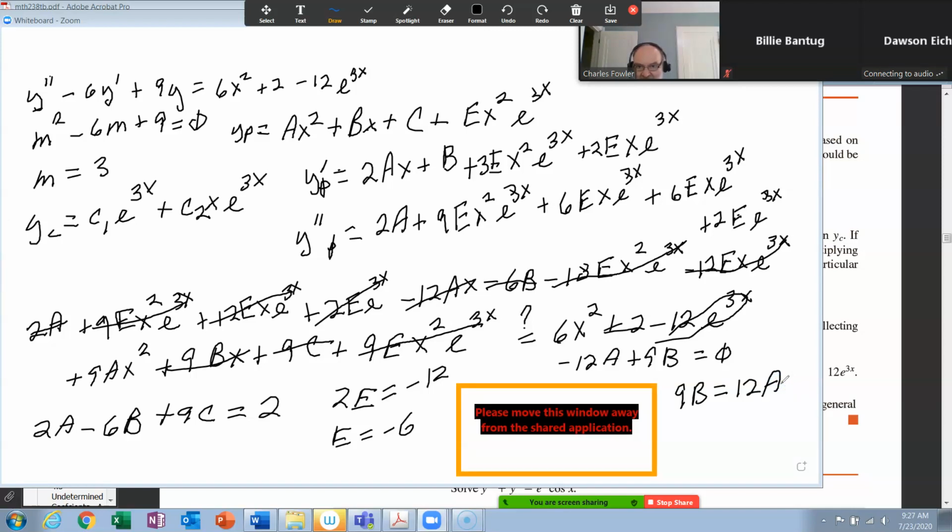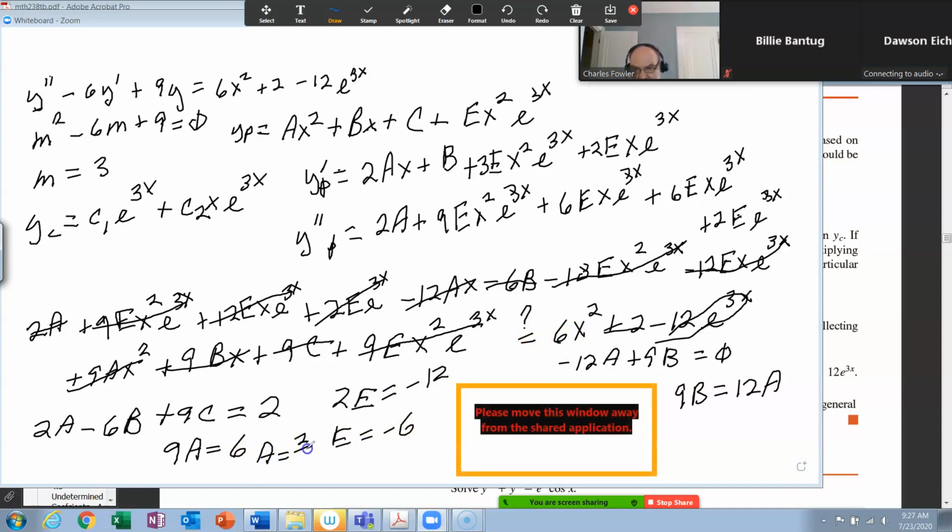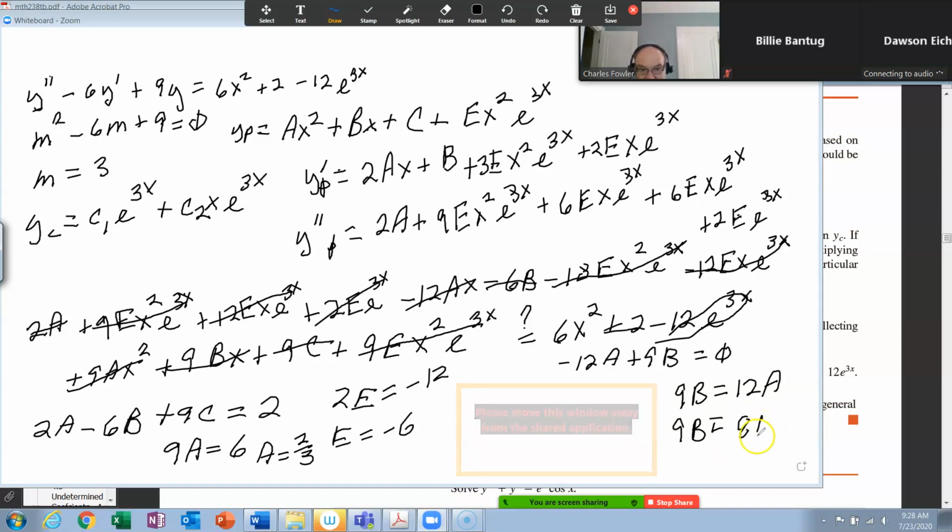Okay, so we've taken care of that. And finally, we get to the x squared term, the only one left standing. And this is a 9a here on the left-hand side, x squared, is equal to 6 on the right-hand side, 6x squared. So this is suggesting that a is equal to 2/3. Okay, and if a is equal to 2/3, then 9b is equal to 12 times 2/3. Well, 3 will go into 12 4 times. That would be 8. So that would suggest that b is equal to 8/9.